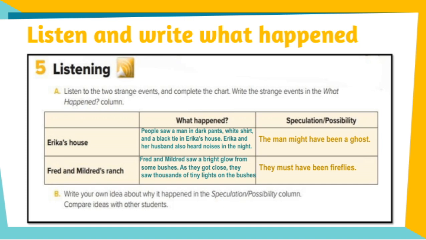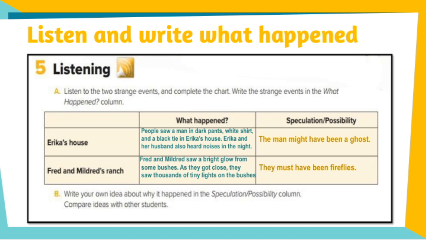Moving to the other part of the story, people saw a man dressed in dark pants, a white shirt, and a black tie in Erica's house. Along with that visual, Erica and her husband also heard strange noises during the night. These sounds and sightings add to the overall feeling of unease and mystery.